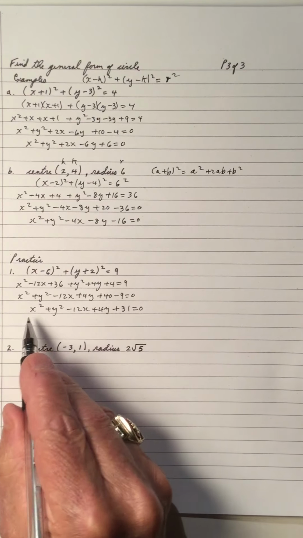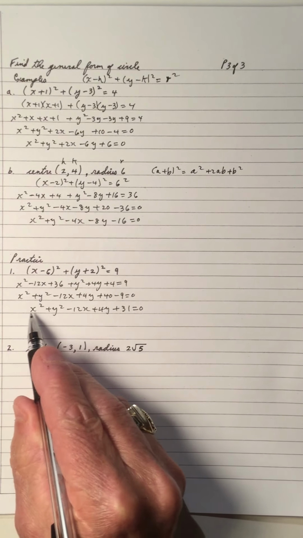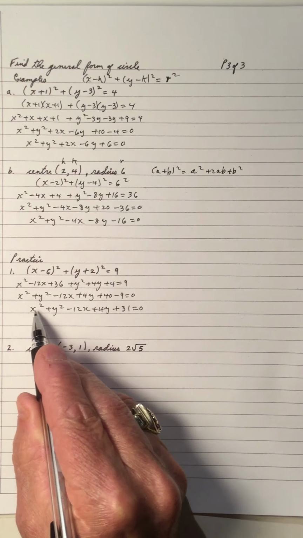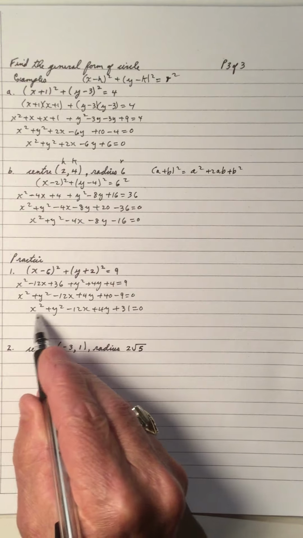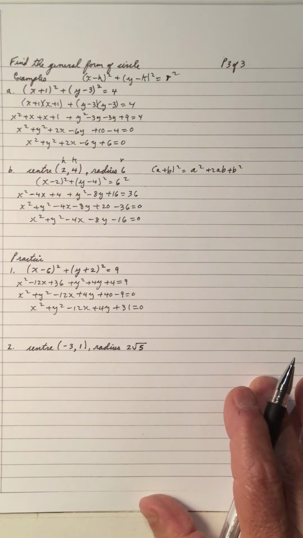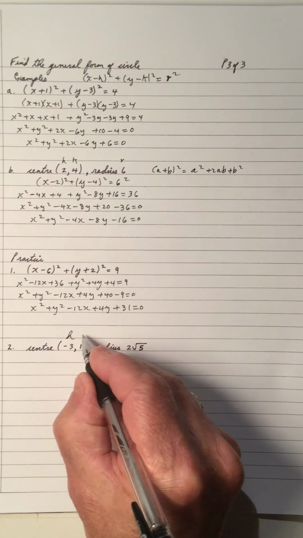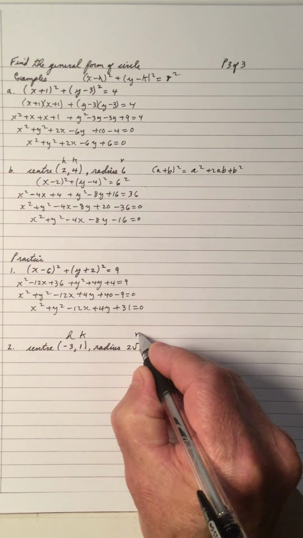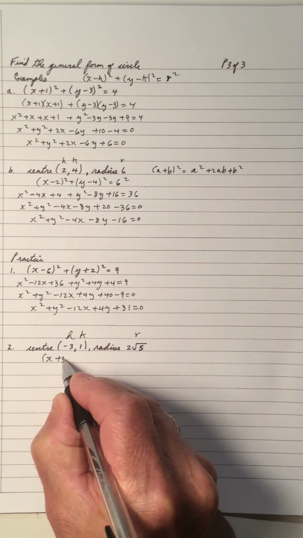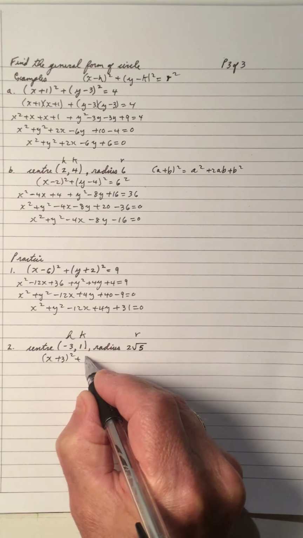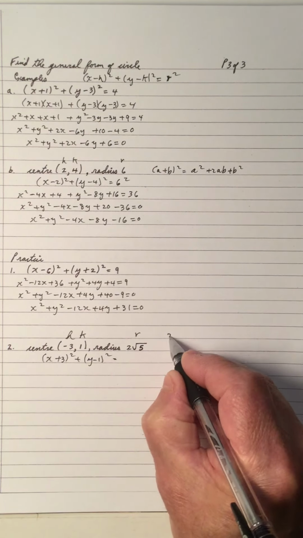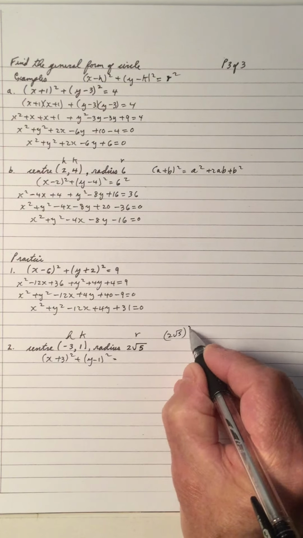the general form. And again, notice x squared plus y squared. This is a circle, both x squared and y squared, and we have a and b constants, ones. And number 2, that's the center, so that's an h, and that's a k, and the radius. So we have an x, the opposite of negative 3 is a plus 3 squared. The opposite of 1 is minus 1, y minus 1 squared. And we have 2 root 5 being squared.